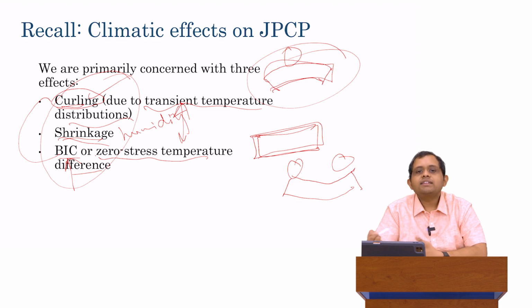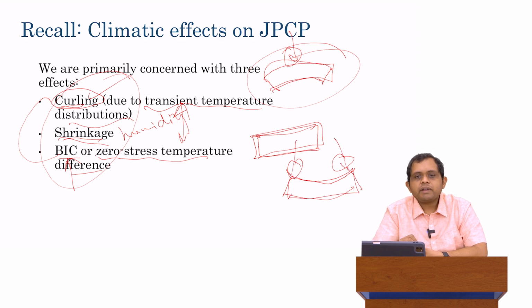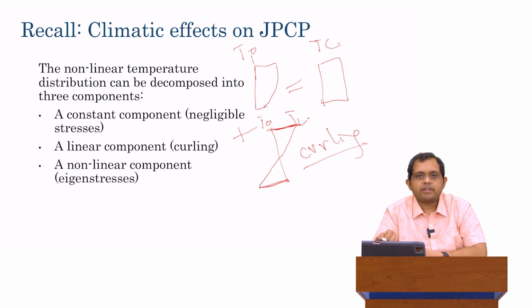On its own, this linear temperature distribution does not generate any stress. When a load is applied to it, for example, in this case, this is the position of the critical load, or if you have this type of configuration, then this is the critical position of the load. When a load is applied to it, which is restraining the pavement from taking this type of shape, that's when some type of stress develops, which is what we then call curling stress.